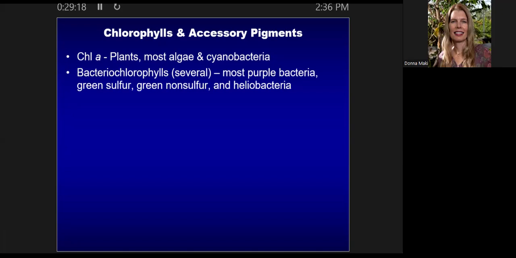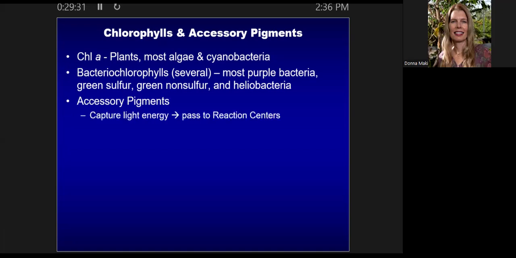And so they absorb slightly different wavelengths of light, which is nice because they're not always competing for the exact same wavelengths. Then you have all these accessory pigments that are helpful in the antenna systems. They capture their own particular wavelengths of light. They get that energy down, so to speak, into the reaction center where those very special chlorophyll pigments are.